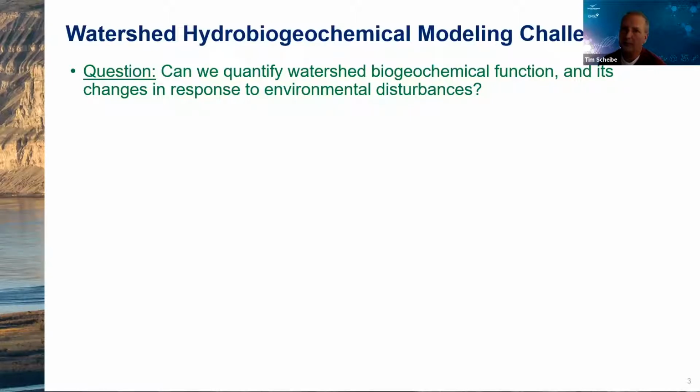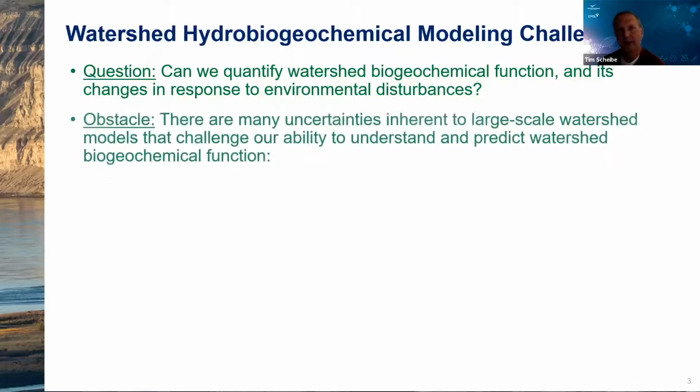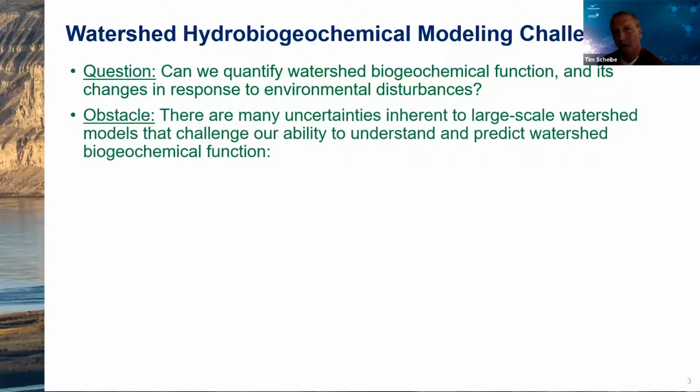Now we want to be able to understand that and quantify it in our models, and then having gained that understanding, be able to use that understanding to predict changes in response to future disturbances. And this question is opposed by a really major obstacle, and that is that there are many uncertainties that are inherent to large-scale watershed models, and these challenge our ability to really understand and predict biogeochemical function of watersheds. And to outline just a few, we might think of them in different sort of groupings.